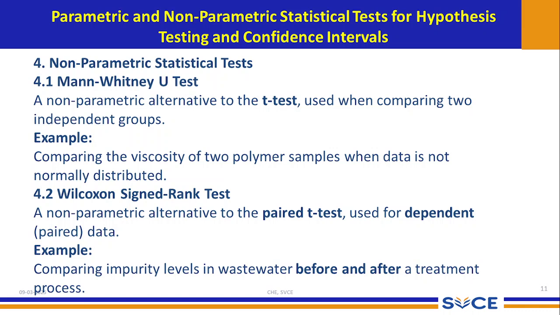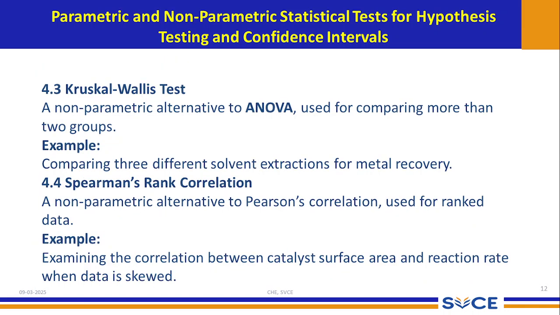comparing the impurity levels in wastewater before and after the treatment process. And coming to the third test, that is the Kruskal-Wallis test, which is the alternative to ANOVA. The example is comparing three different solvent extractions for metal recovery. The fourth test is Spearman's rank correlation, which is an alternative to Pearson correlation.